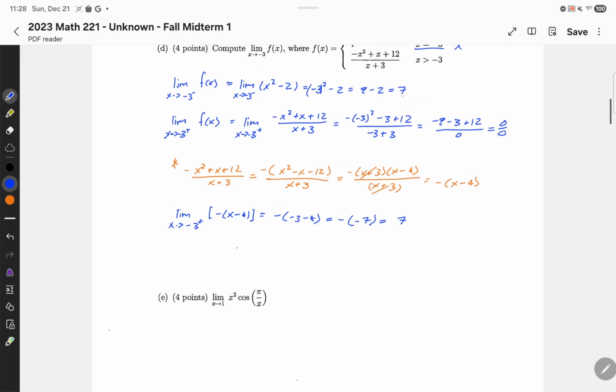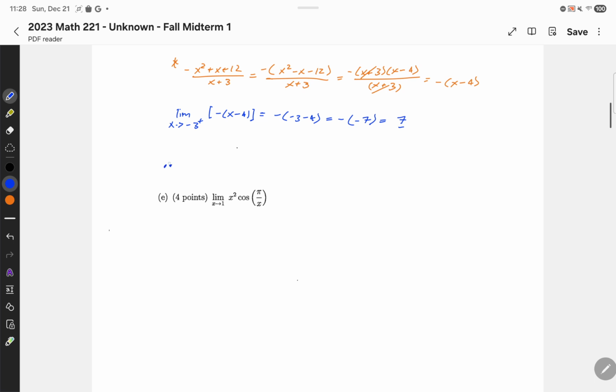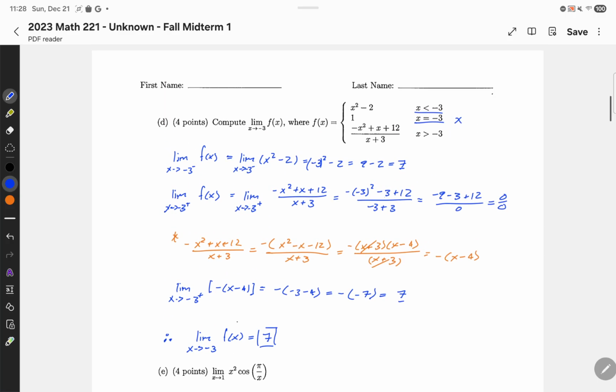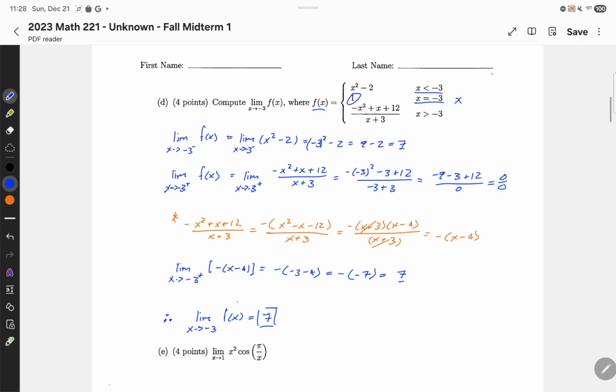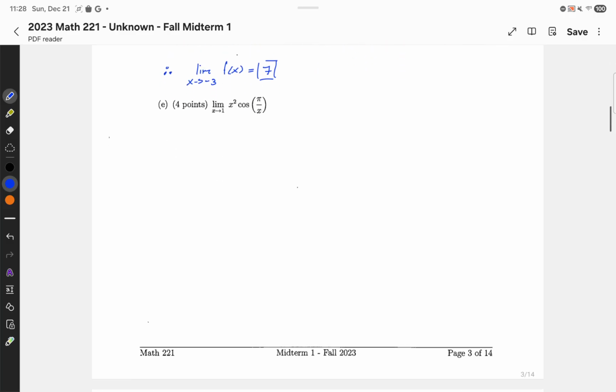And now because these two limits match, we can say, therefore, the limit as x approaches minus 3 of f of x is going to be equal to 7. Now the important thing, as you notice, is this is actually not the value of f of x, right? There's going to be a hole discontinuity, and so the limit can be different than the actual value.